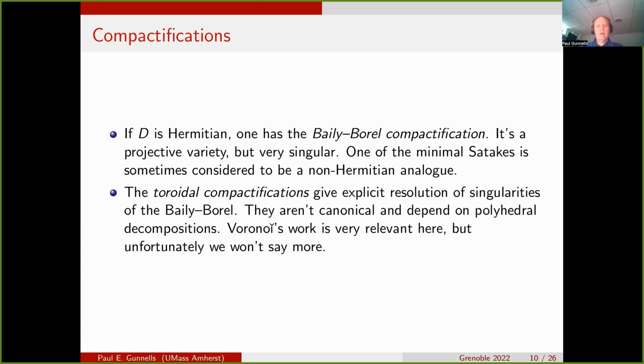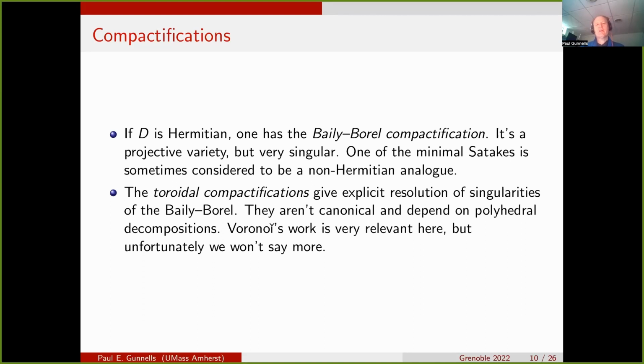And finally, because in algebraic geometry, if you have something singular, you want to resolve the singularities. That's one approach to dealing with them. There's a way to do that, and that's called the toroidal compactifications. They give an explicit resolution of the singularities of the Baily-Borel, but they do have the drawback that usually they're not canonical. They depend on a choice of polyhedral decomposition. And one of the underlying themes of this summer school is polyhedral decomposition.